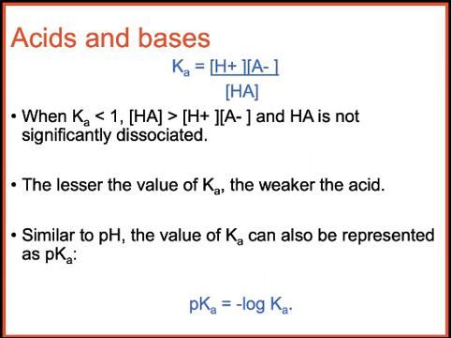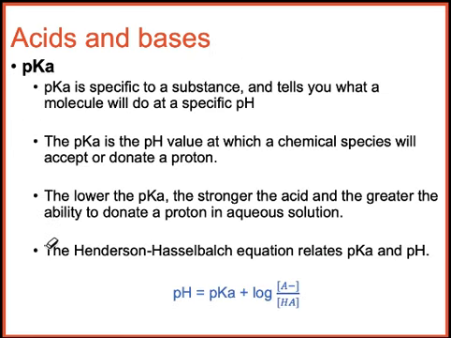So this is exactly what it said. When Ka is less than 1, then the concentration of the reactants is greater than that of the products, so it is not significantly dissociated. The lesser the value, the weaker the acid. Similar to pH, the value of Ka can also be represented as a pKa, which is annoying. This isn't the most important thing for the course, honestly. It's just a lot of review.